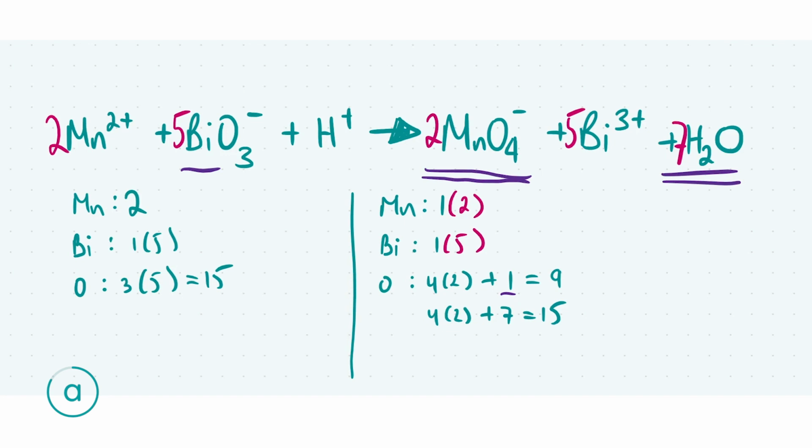Finally, we need to balance our hydrogen. So on the left-hand side, we're going to have hydrogen, and there's going to be just the 1. And then on the right-hand side, how many hydrogens are we going to have? We're going to have this 7 times 2 coming from the water. So it's going to be 14 hydrogens, which is a lot. So 7 times 2 there.